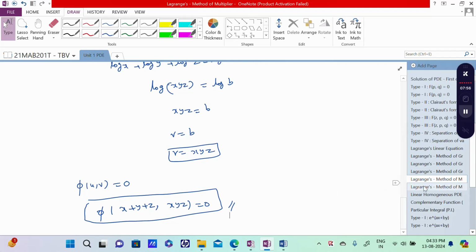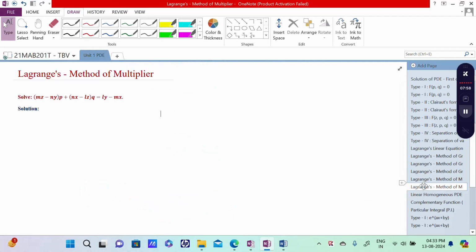Now we are going to solve one more problem. Look at here. Solve (mz minus ny) p plus (nx minus lz) q equal to ly minus mx. In this problem, as usual, we check the form: capital P small p plus capital Q small q equals capital R. This is the linear partial differential equation form. Then the auxiliary equation is dx by P equals dy by Q equals dz by R.